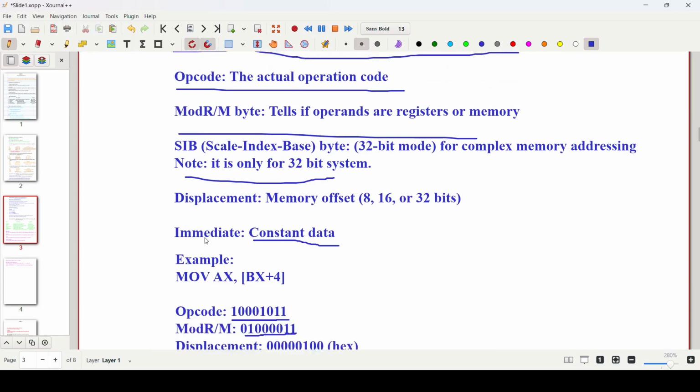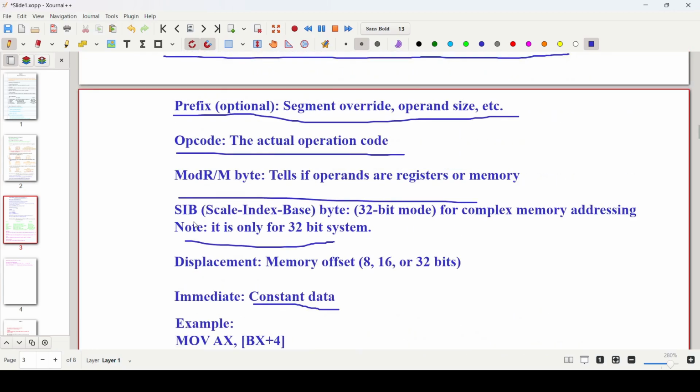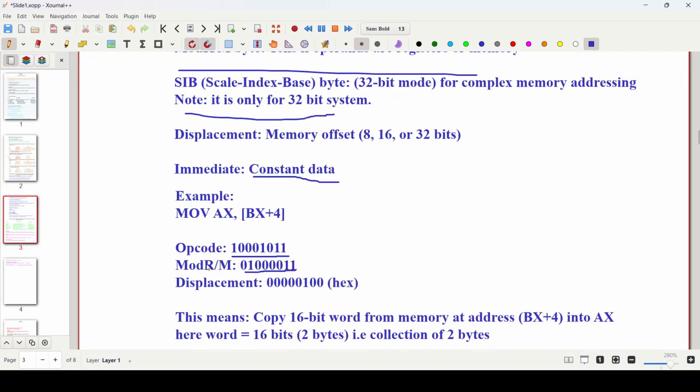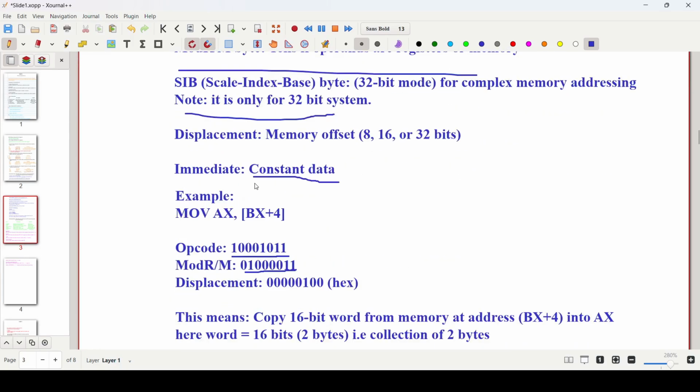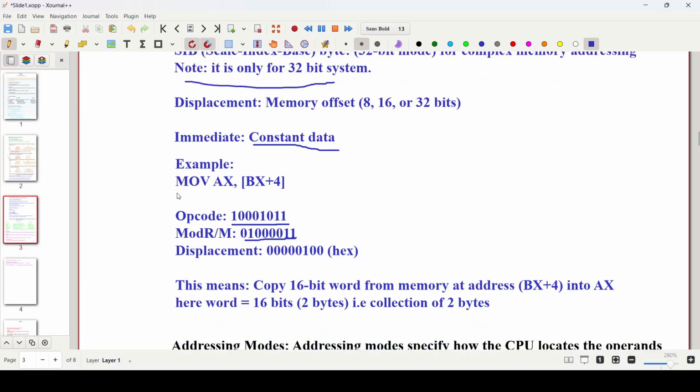All the rest of the things like immediate, sorry, displacement, and this SIB are ignored here, because it is a simple instruction. It means copying the 16-bit word from the memory address from this into AX.